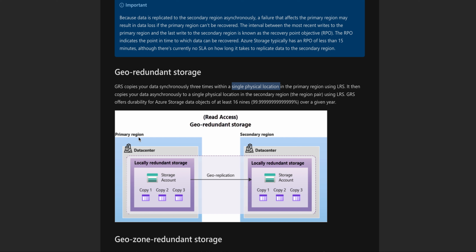In this case, we're talking about the concept of LRS, where all the data is replicated within a data center. We've done LRS synchronously for a primary region, and we're doing the same thing with LRS in the second region, but the only difference is that it is asynchronous. So there is a possibility of data loss if the primary region fails, because it's not syncing in real time.